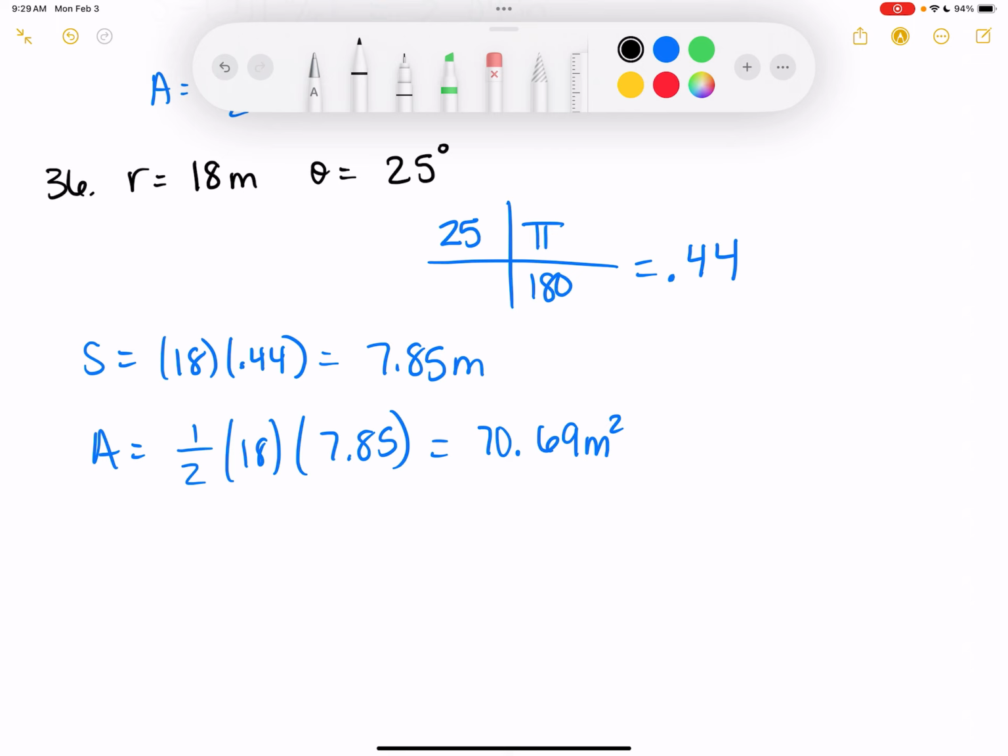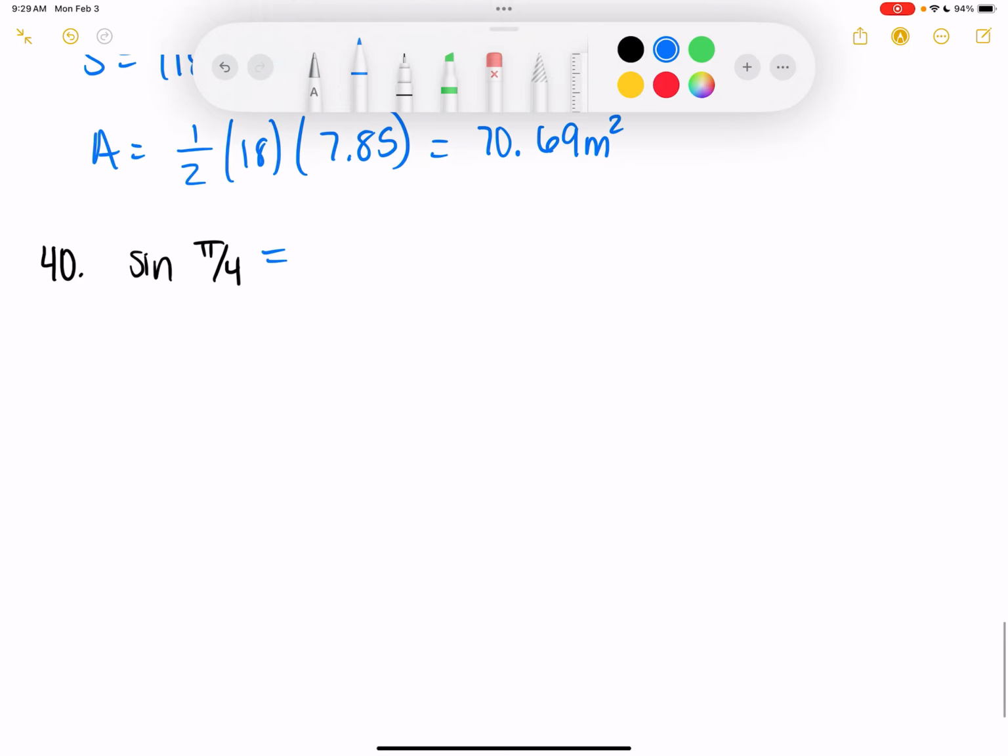So, starting off with this one, number 40, the sine of pi over 4. What is that? Root 2 over 2. All the pi over 4s are root 2 over 2. It's just a factor of where it is, if it's positive or negative.